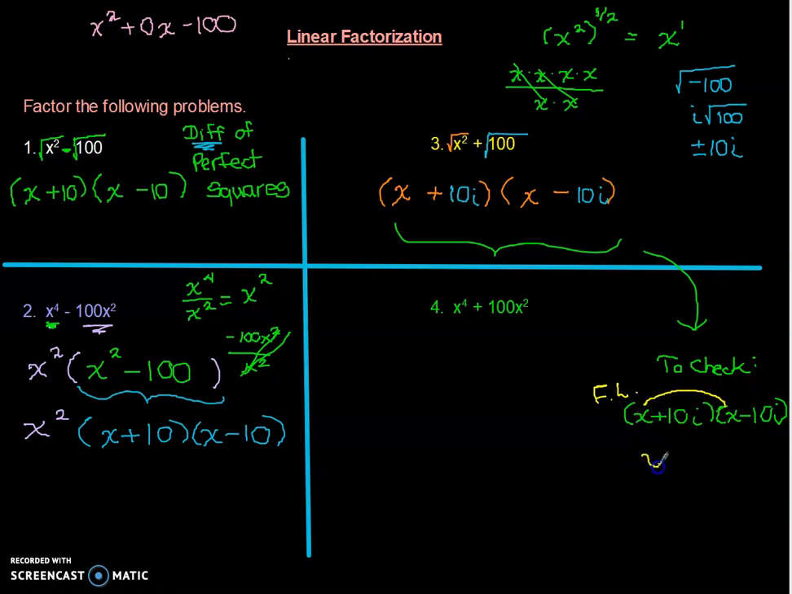x times x is x squared. And last, 10 times negative 10 is negative 100, and i times i is i squared. Bringing back your algebra review, because it's just not going anywhere, remember that i squared does equal a value. i squared equals negative 1.